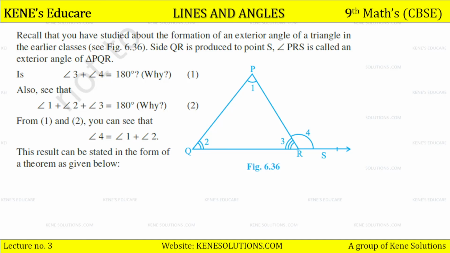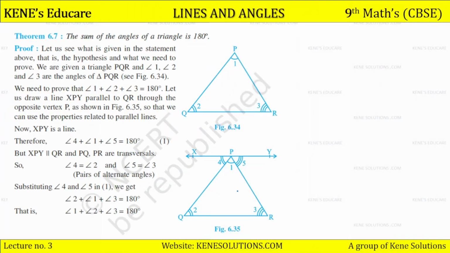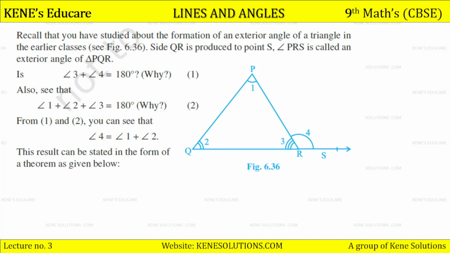So recall that you have studied about the formation of the exterior angles of the triangle in the earlier classes. So side QR is produced to point S. Angle PRS is called an exterior angle of triangle PQR. So angle 3 plus 4 is equal to 180 degree. 3 plus 4 is a linear pair, so 1 plus 2 plus 3 is equal to 180 degree. Why? Because we just saw that the sum of all the angles of the triangle is 180 degree.